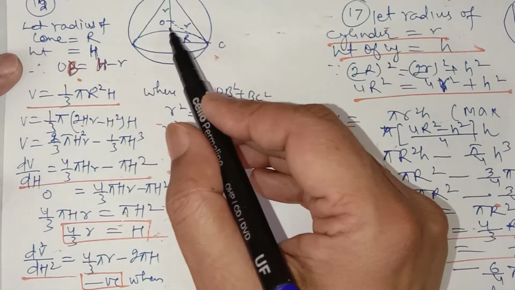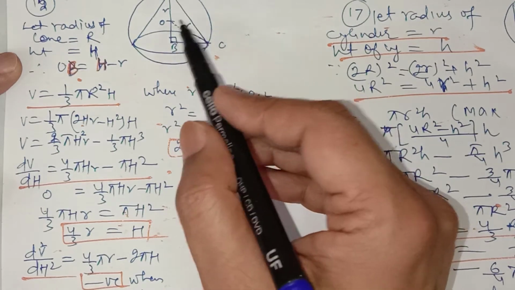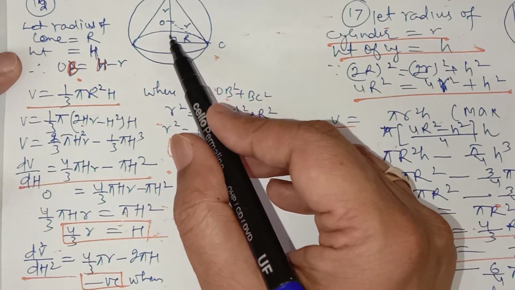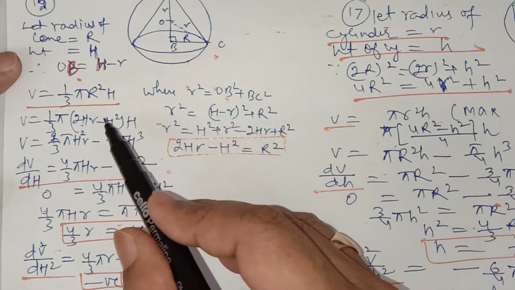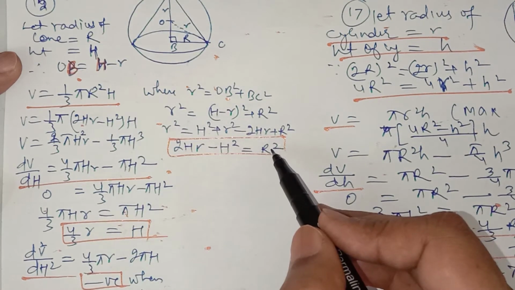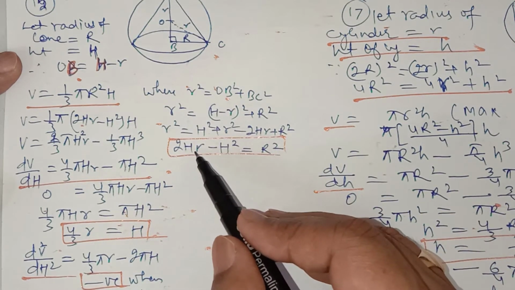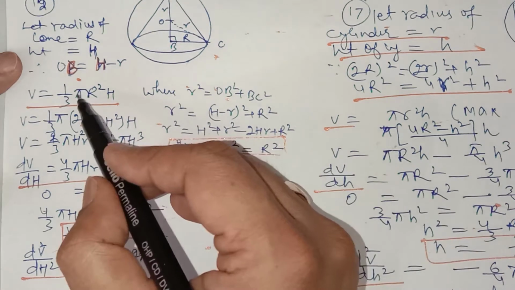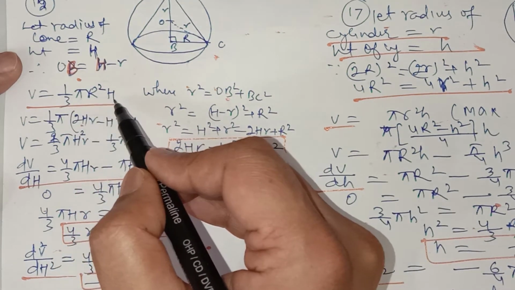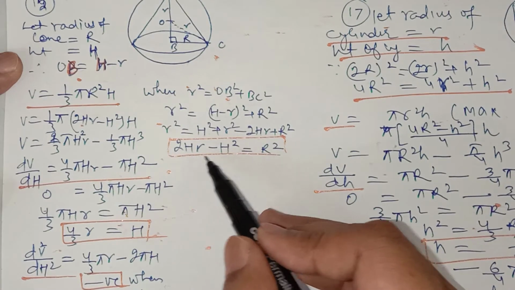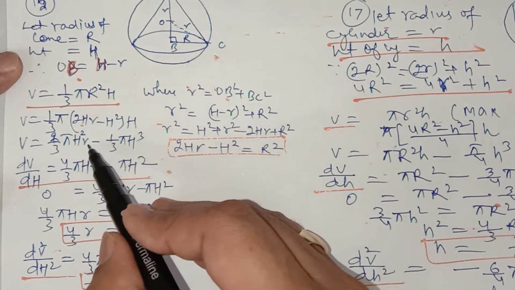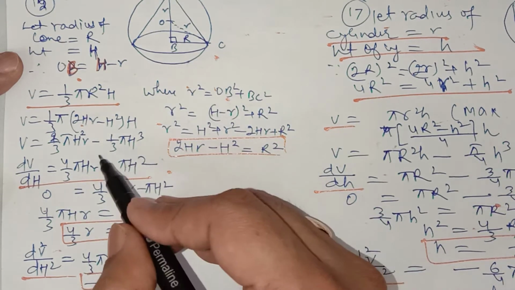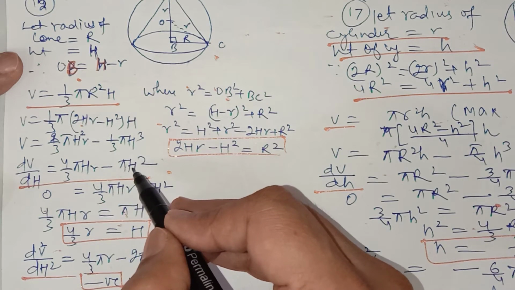So find the relationship between small r and capital R by using the Pythagoras theorem in the triangle OBC, which is r square is equal to (h minus r) whole square plus R square, because OB is h minus r, which we have already found. So this is the relationship between capital R, capital H, and the radius of the sphere, and we have to find the value of capital R from this relationship. The volume of the cone is 1 upon 3 pi R square h. Replace the value of R square as 2hr minus h square, simplify and differentiate with respect to h, because the small r is constant here and the only variable is h, the height of the cone.